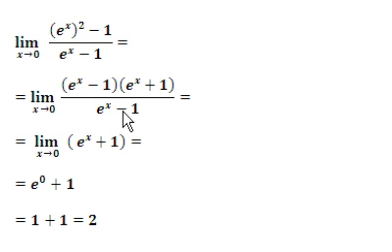Now we can finally do the direct substitution. We plug the 0 in for where there's an x, and now we have e to the 0, remember, is 1, and 1 plus 1 is 2. So that's the reason our limit is equal to 2.